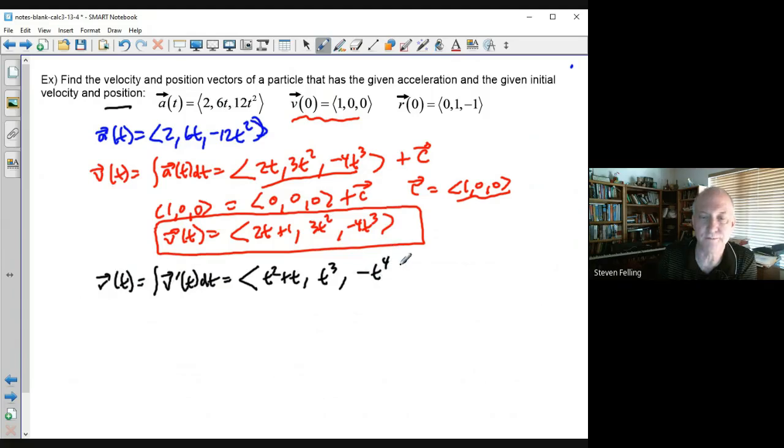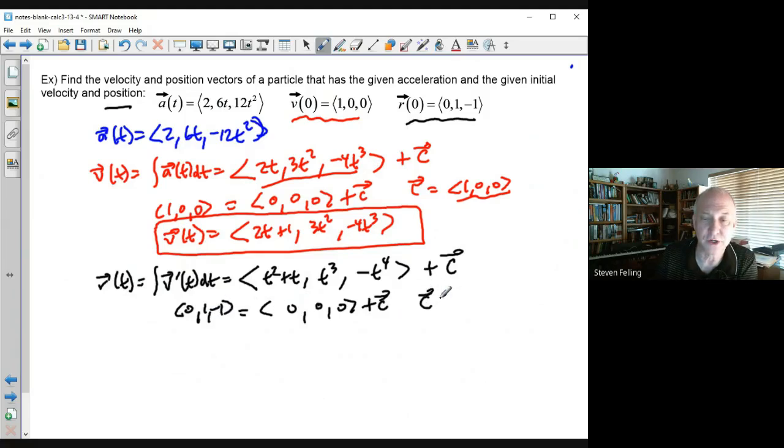Is that right? Yep. Plus, again, an integration constant. Okay, so for me to establish this, I need to know what the position vector is at some value for t. Well, they gave me another one, happened to be 0 again, which makes it easy, because if I plug 0 here, I get 0, 0, 0, plus this integration constant equals the position vector 0, 1, negative 1. And so that means that this integration constant vector this time is 0, 1, negative 1.